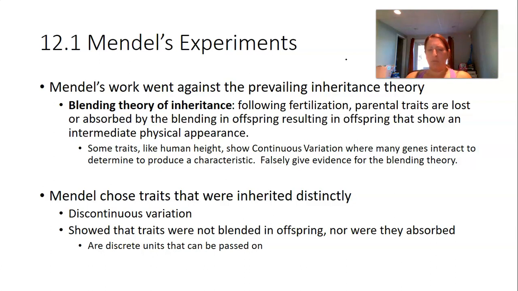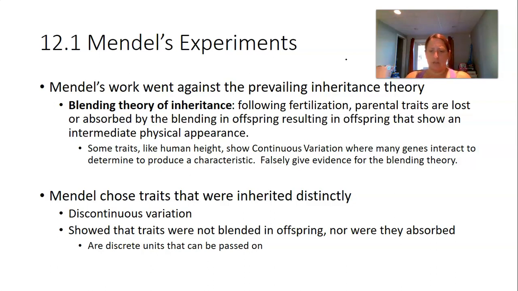Okay? And so scientists or even the general public, when they're looking at traits, for example, like human height, the blending theory of inheritance kind of fits, right? Or it seems like it fits. It doesn't actually fit, but it seems like it does. You have two parents. One parent's really tall, one parent's on the shorter side, and you end up with children that are kind of in the middle of the two parents. Okay?